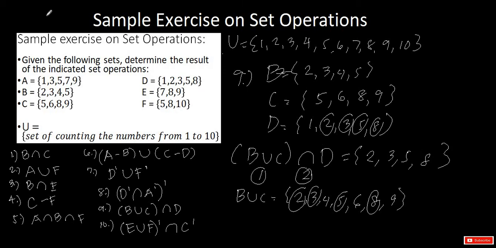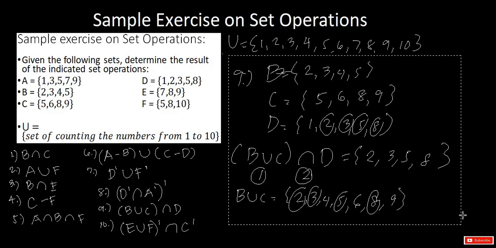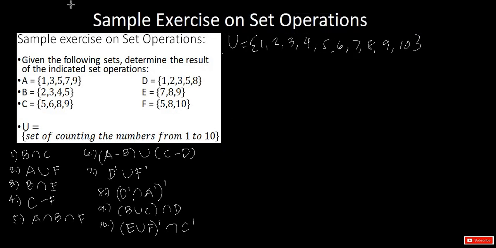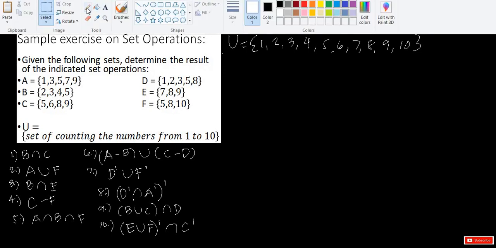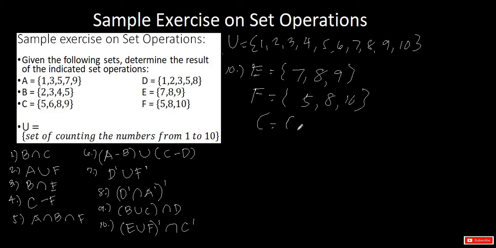Okay, let's move to the last number. Number 10. What are the sets involved? We have E. What are the elements of set E? 7, 8, and 9. And then F, 5, 8, and 10. And C, 5, 6, 8, and 9.